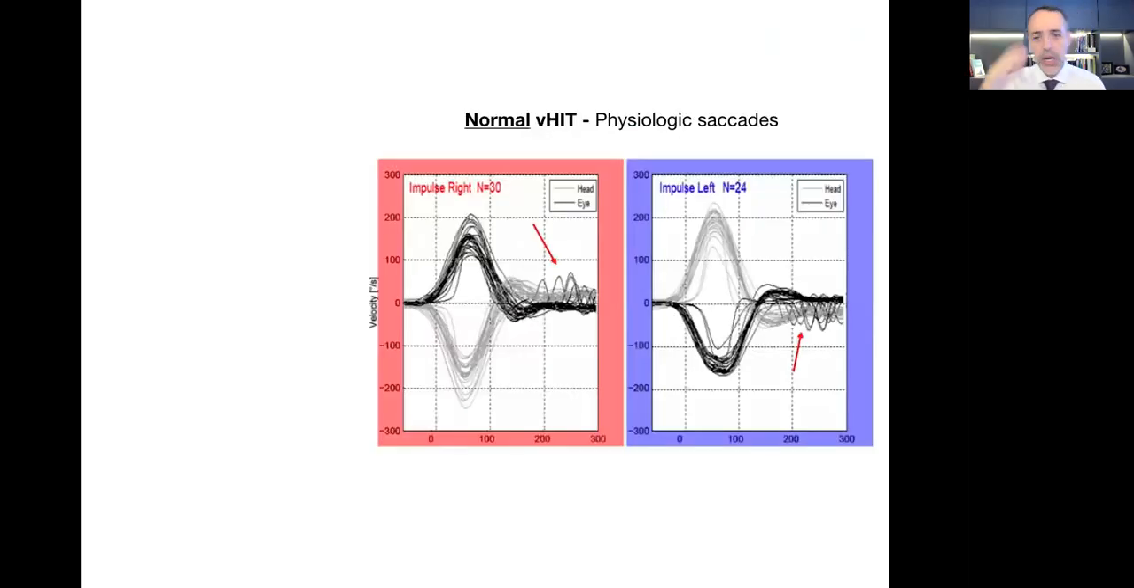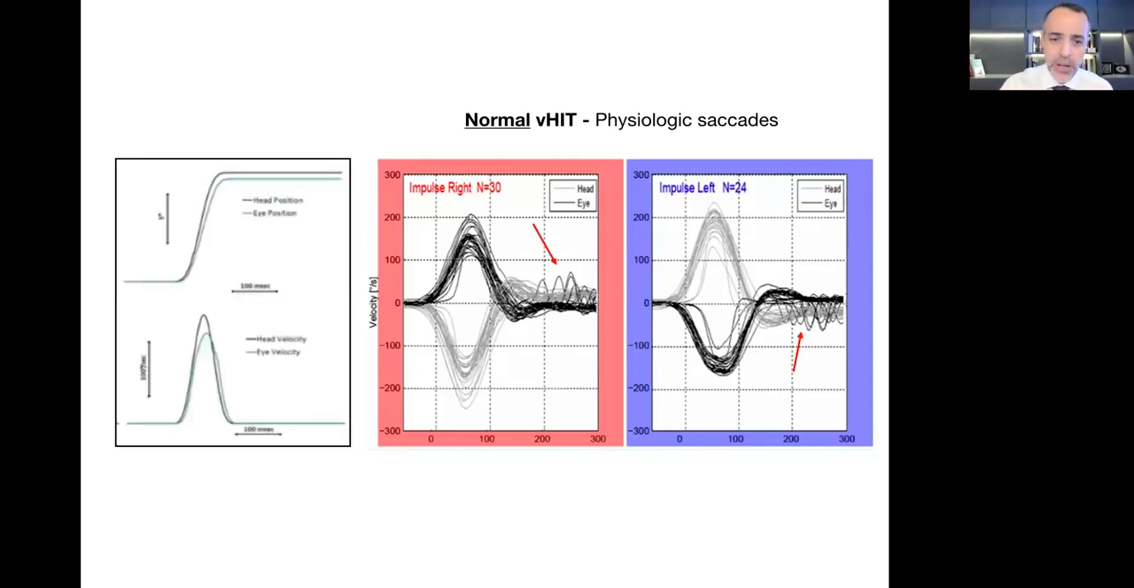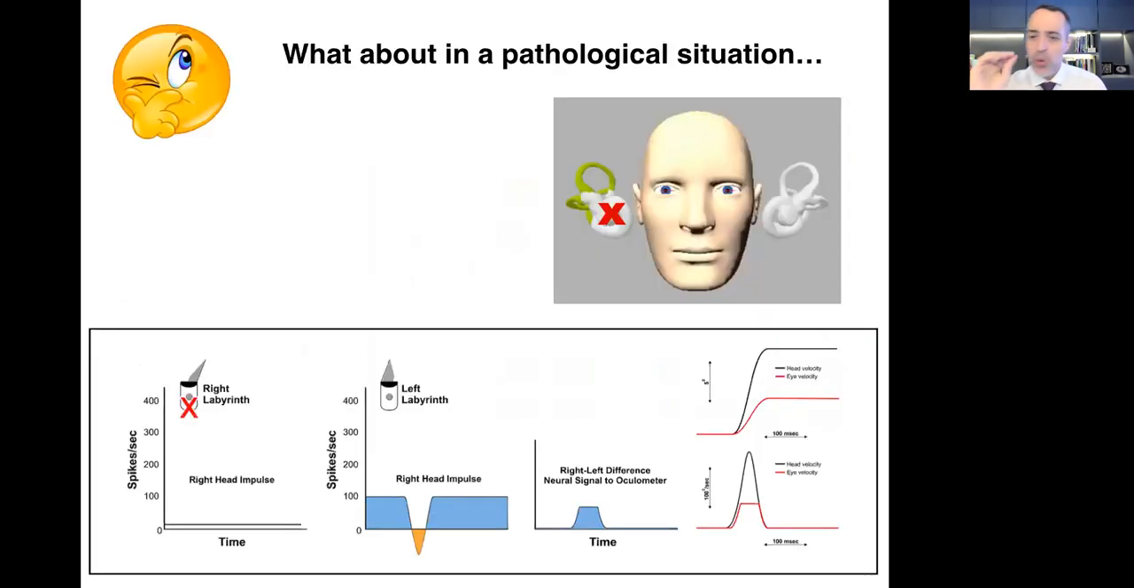So when you have a plot like that, you see these microsaccades here. These are physiological saccades because you had a very fast impulse, and they are physiological because the gain here is about 0.8 or 0.9, right? The position is not exactly the same, so you need a microsaccade to correct that. This is a normal VHIT at high velocity. So let's imagine right now a pathological situation.